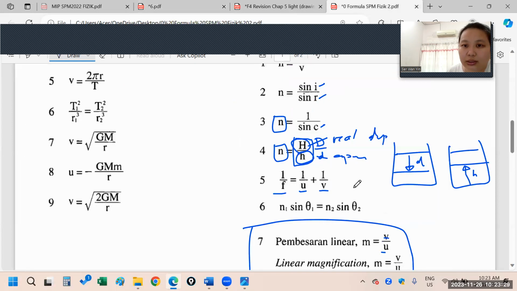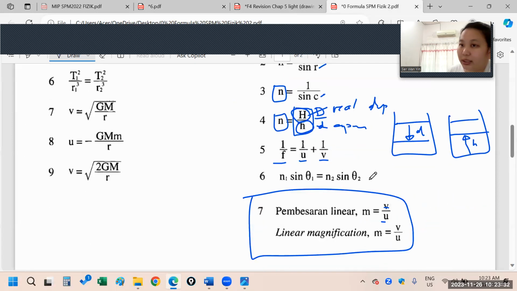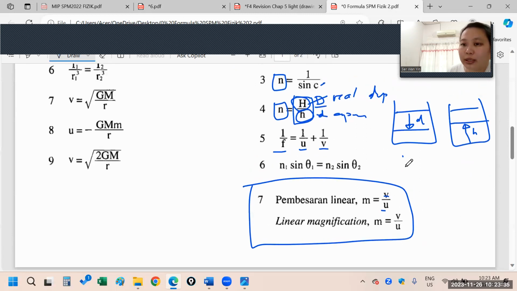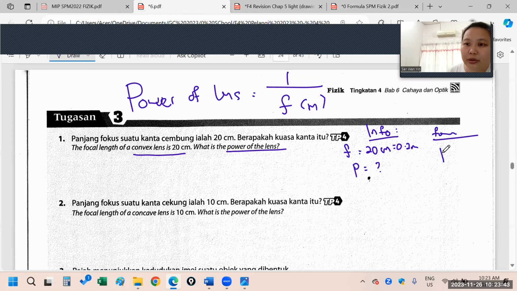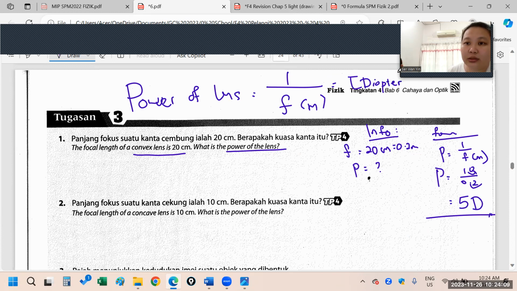given or not? Sorry, not given. So power equals to 1 over F in meter. Okay, so formula power equals to 1 over F in meter. So power equals to 1 over 0.2. Answer is 5. Power is what unit? Power using diopter, D. The unit of power is diopter, D.